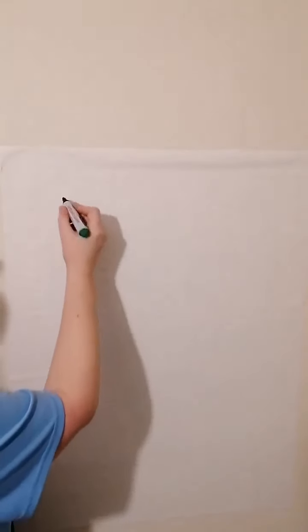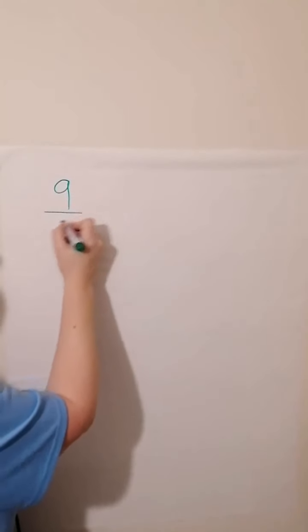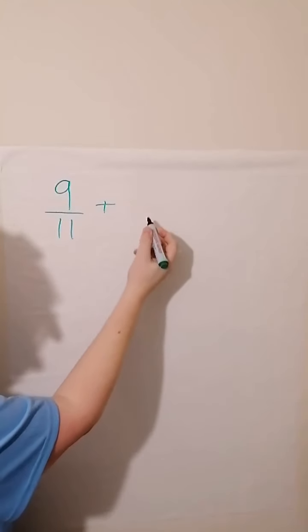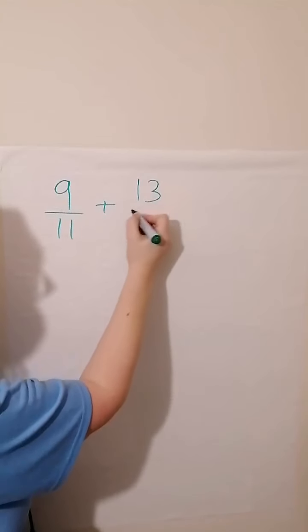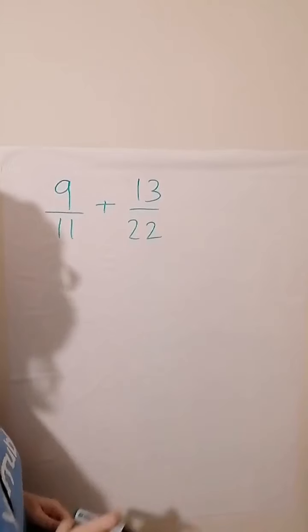B. Are you ready to learn how to add fractions with different denominators? Then let's get ready to smile and learn. Okay, so we are going to start with 9/11 plus 13 over 22.